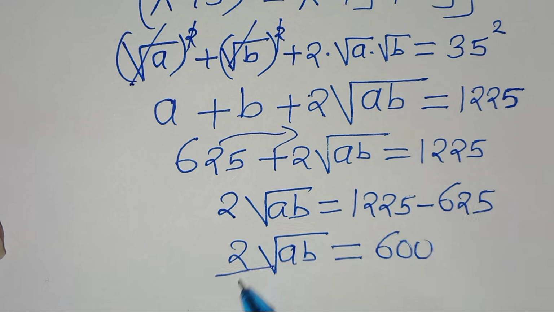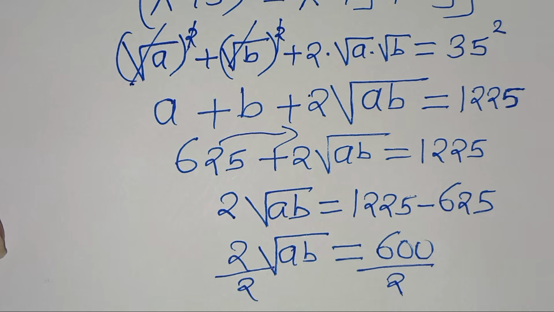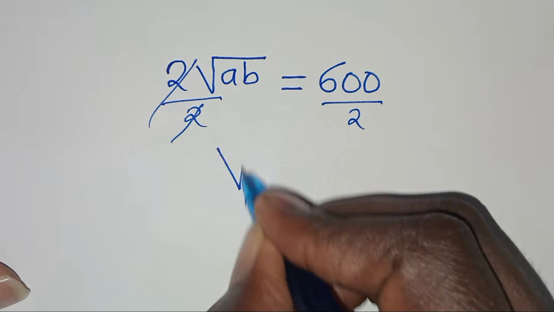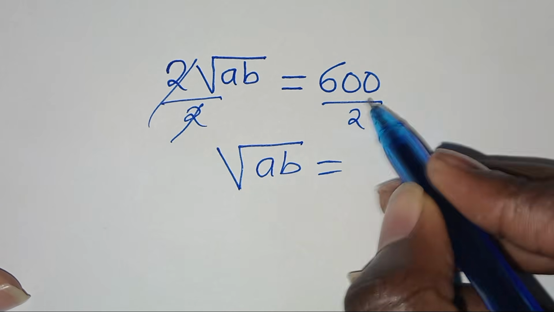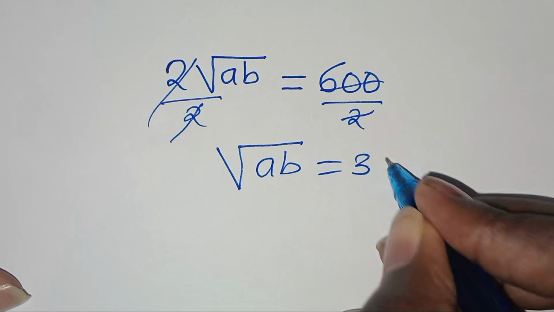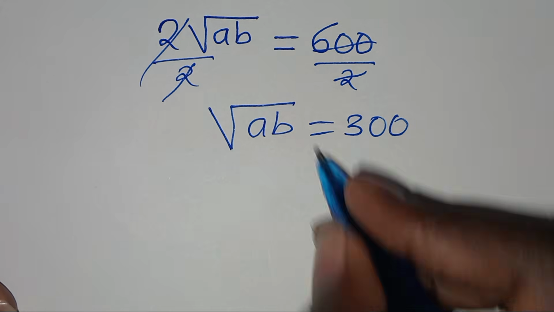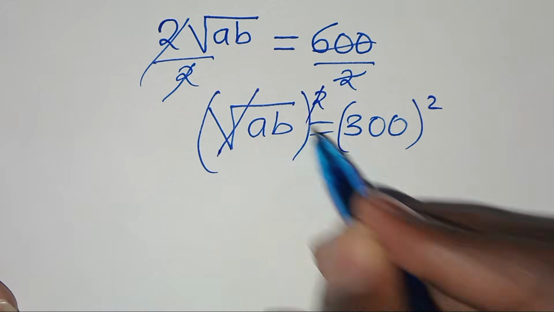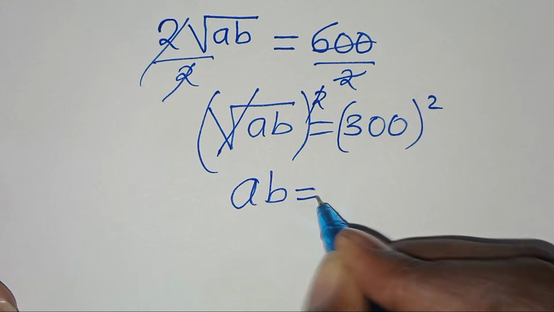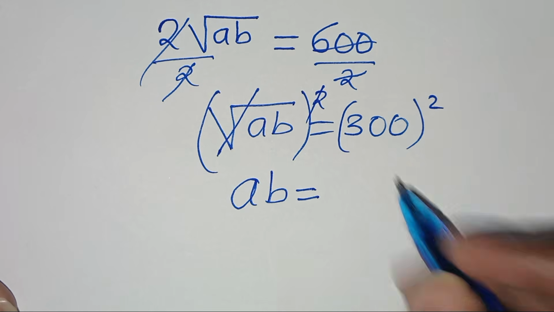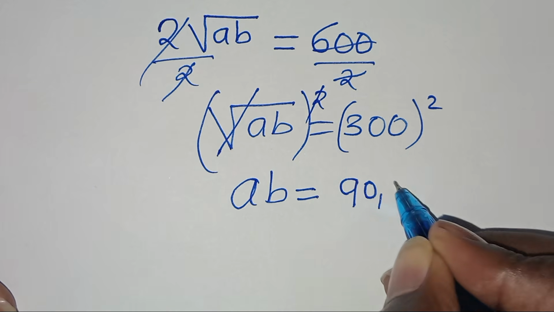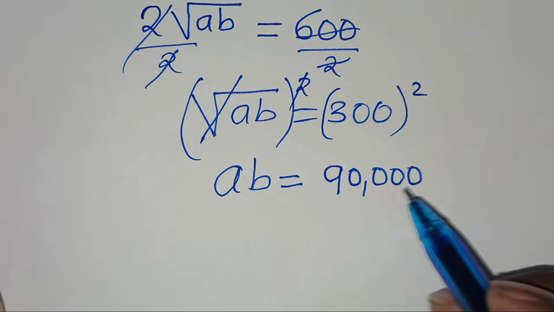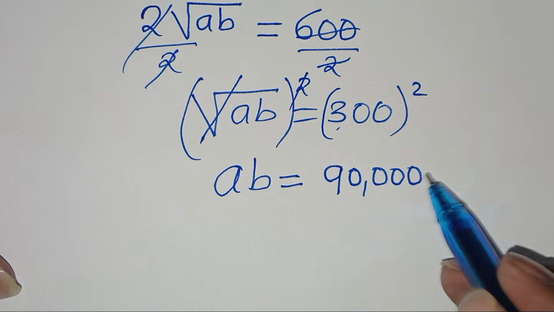Now, let's divide both sides by 2, so that now we have the square root of a times b equal to 600 divided by 2, and this is equal to 300. The next step is to square both sides, so that now we have a times b equal to 300 squared, which is 90,000.